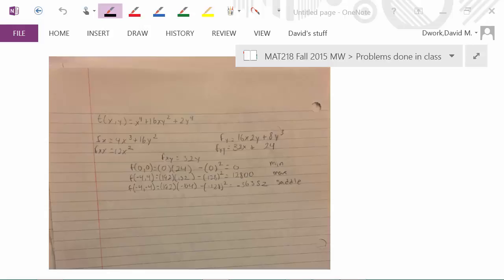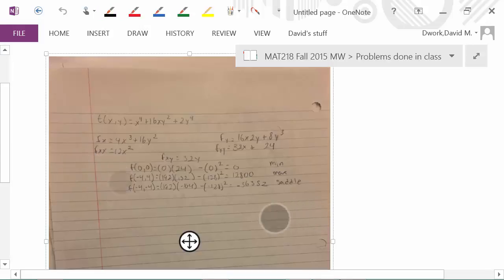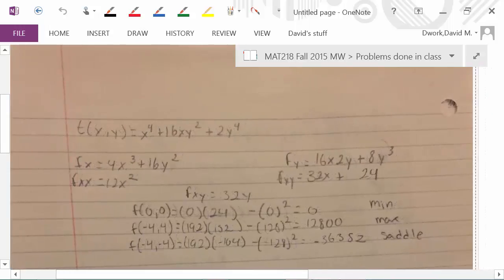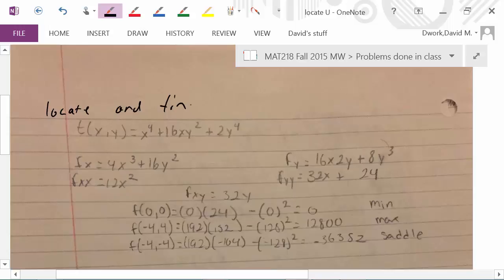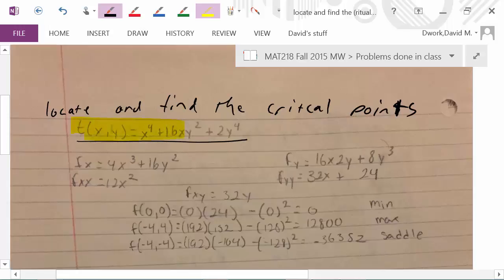Okay, so your key problem here is you're not doing the problem. There's a couple of little things, but all right. The first thing: the problem asks you to locate and find the critical points. The issue here is you have copied down the equation perfectly. Here's your equation that you're supposed to be using to locate and find your critical points.